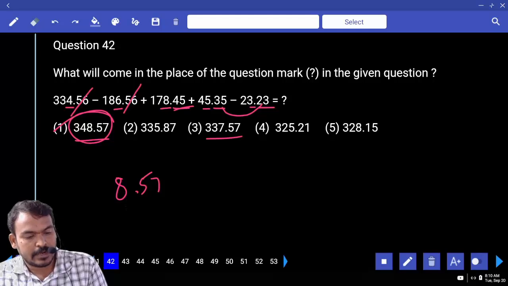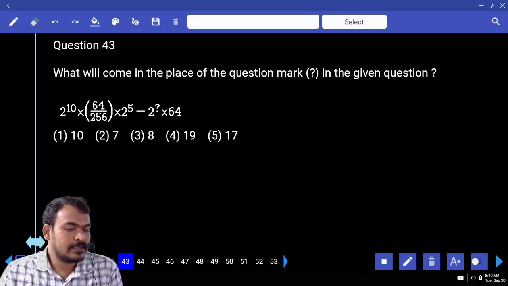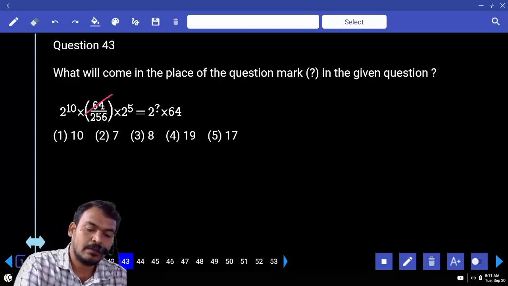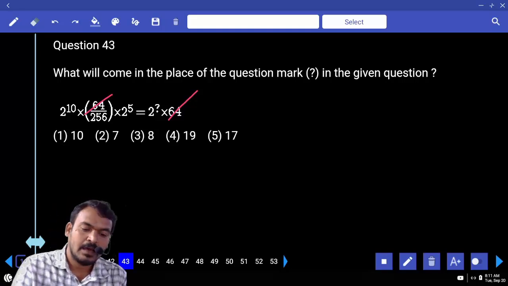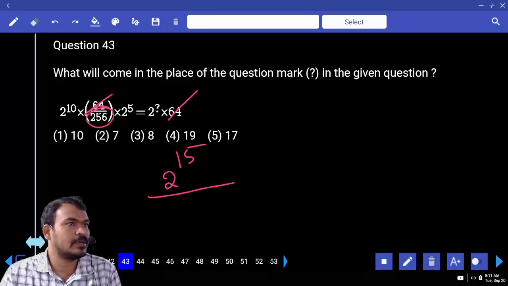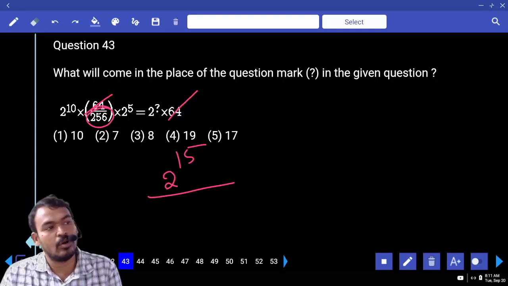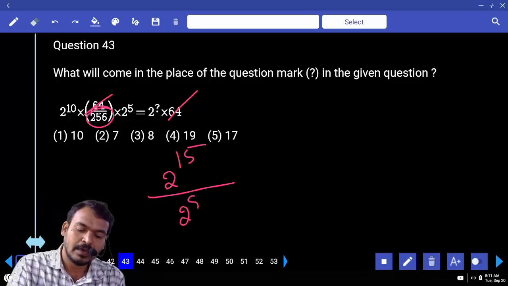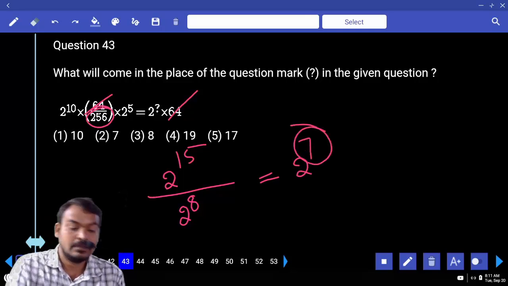Next question number 43. First left hand side 64, right hand side 64, cancel or not? Or the right hand side 2 power something or not? Means left hand side also converted to 2 power something. Already numerator in left hand side we are getting 2 power 15 and denominator 256 or not? 256 means it is 16 square or not? 16 square means it is 2 power 4 whole power 2 or not? Nothing but 2 power 8. Then answer 2 power 7. Something nothing but 7.